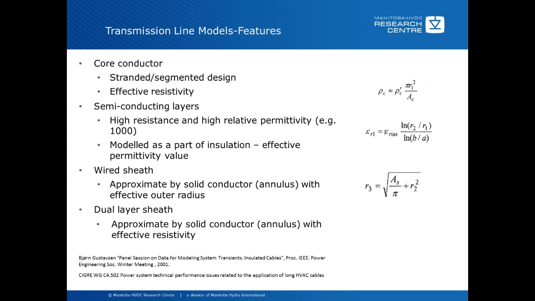So the sheath can consist of wires. This should be approximated by a solid conductor with effective outer radius. And there can be a dual layer sheath. The sheath consists of 2 layers, and this is again approximated by a solid conductor with effective resistivity. If you need more information about this, please contact us, or you can go to the PSCAD knowledge base.